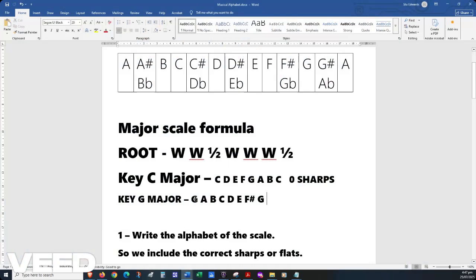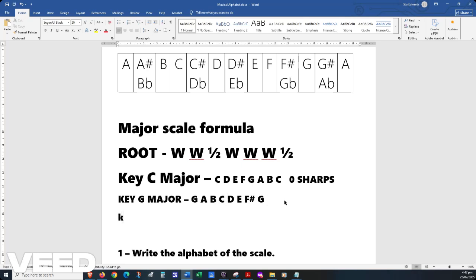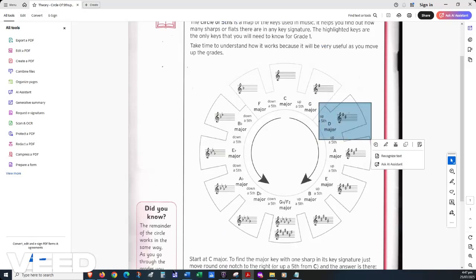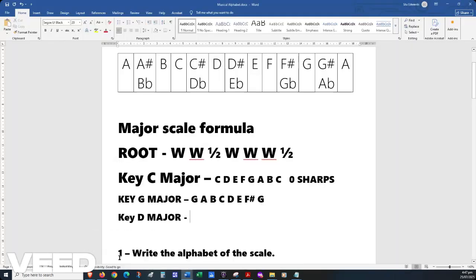let's move up to note number 5 of G. We go 1, 2, 3, 4, 5, and that's going to be the key of D major. And we're going to go back to our circle of fifths and just check it out. There's going to be 2 sharps in that key. So we'll come back and we'll just have an investigate.